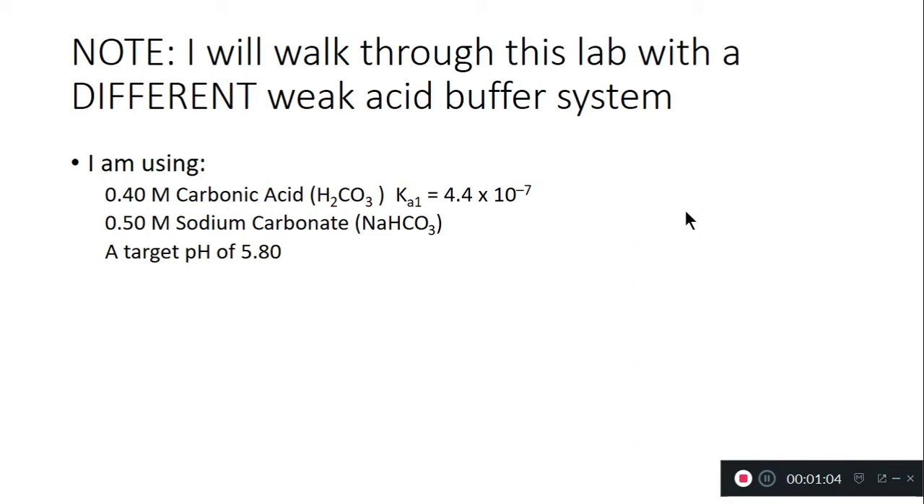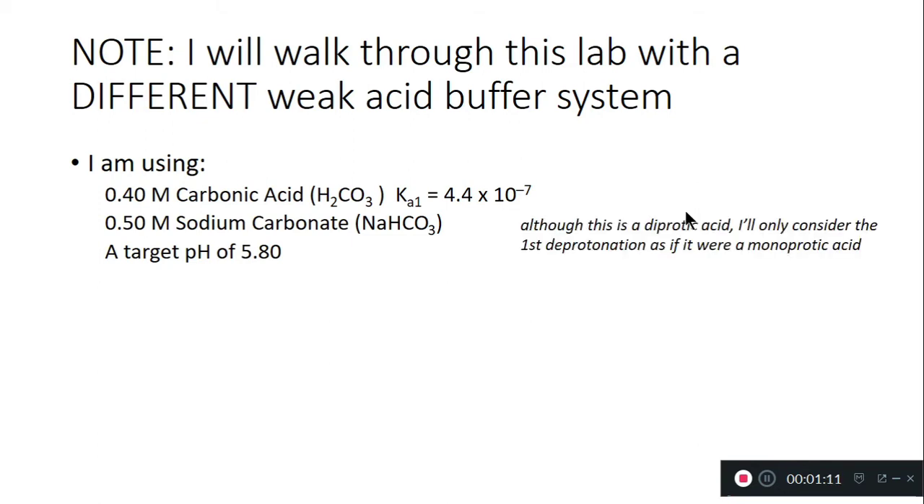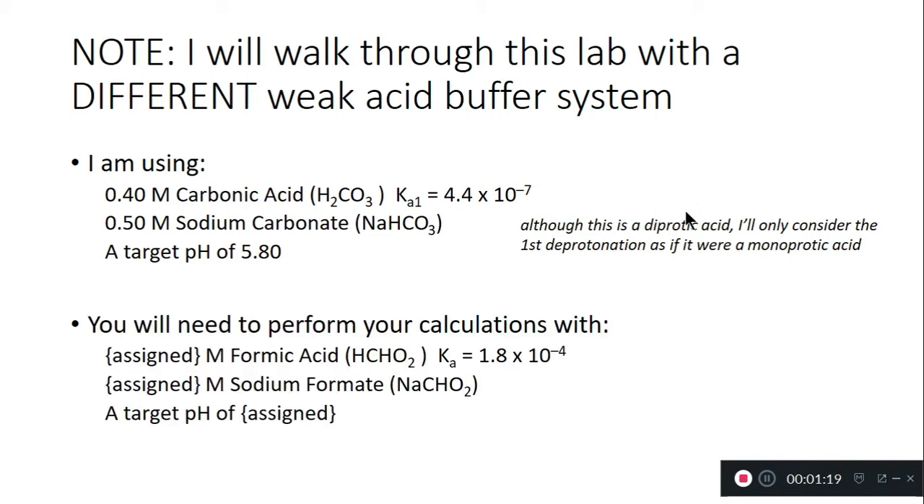Now this is not the weak acid conjugate base system you're going to use. And of course there's a little bit of an issue with it in the sense that this technically is a diprotic acid, but we're just going to consider it as if it's a monoprotic acid and only talk about the first deprotonation. You're going to use formic acid and sodium formate, which has a different Ka value than carbonic acid. And each of you is going to be assigned a different molarity. Each lab group is going to have a different stock concentration of formic acid and sodium formate and a different target pH, which will change your calculations.